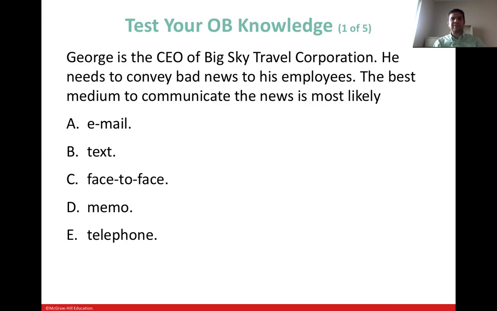Let's test our knowledge. George is the CEO of Big Sky Travel Corporation. He needs to convey bad news to his employees, and the best medium to communicate the news is most likely... Okay, which one is it? Is it A, email, B, text, C, face-to-face, D, a memo, and E, a telephone?